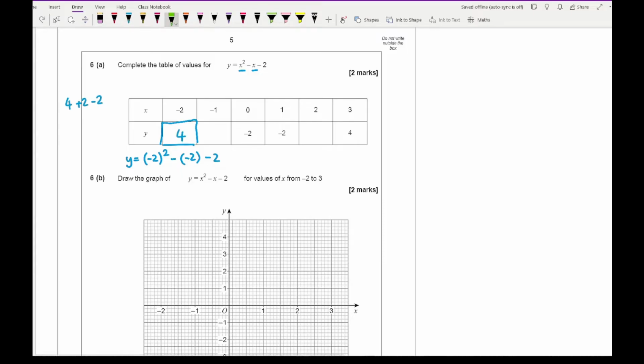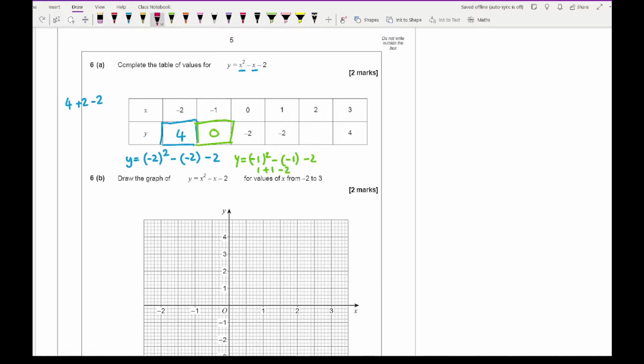Then for this one, we're substituting minus 1 in. So y equals minus 1 squared minus minus 1 minus 2. So that then becomes 1 plus 1 minus 2, which equals 0.